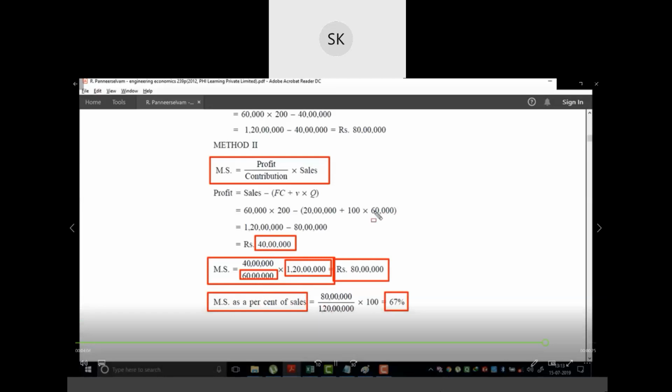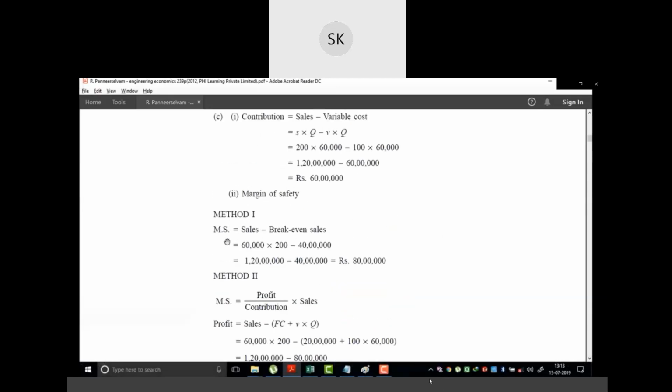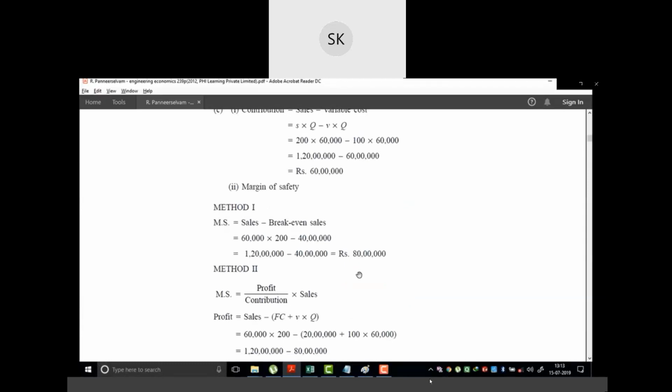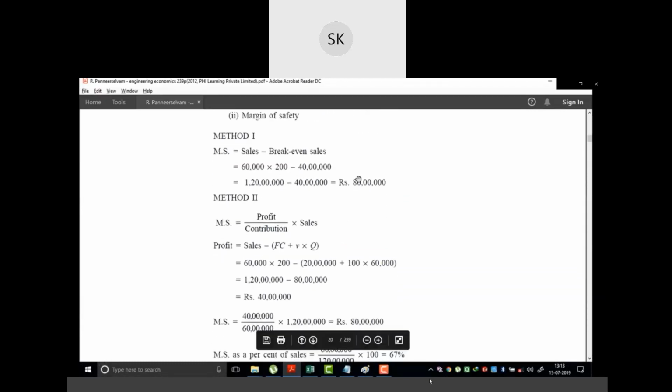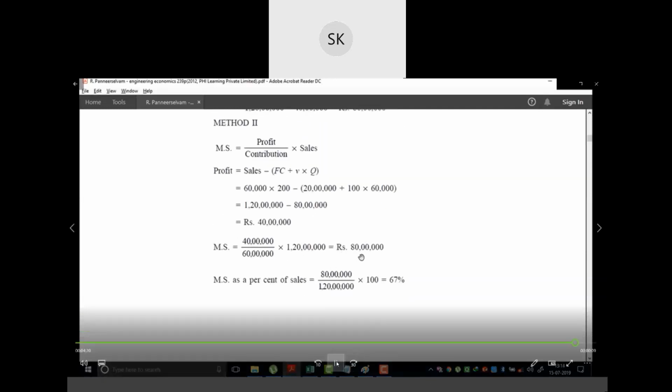So this is the figure from one method, and this is method number one to find the margin of safety in terms of rupees. So if we divide this figure by total sales, we get the margin of safety in terms of percentage. So that's how we can calculate margin of safety.